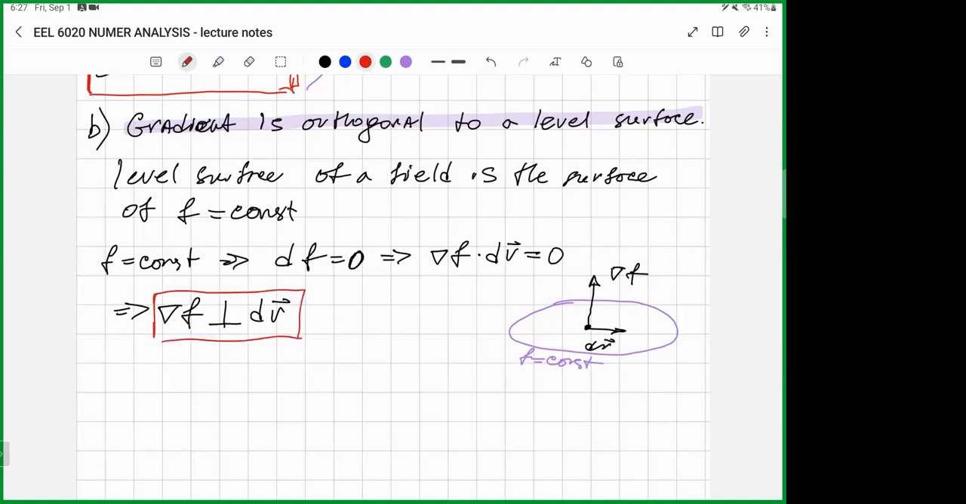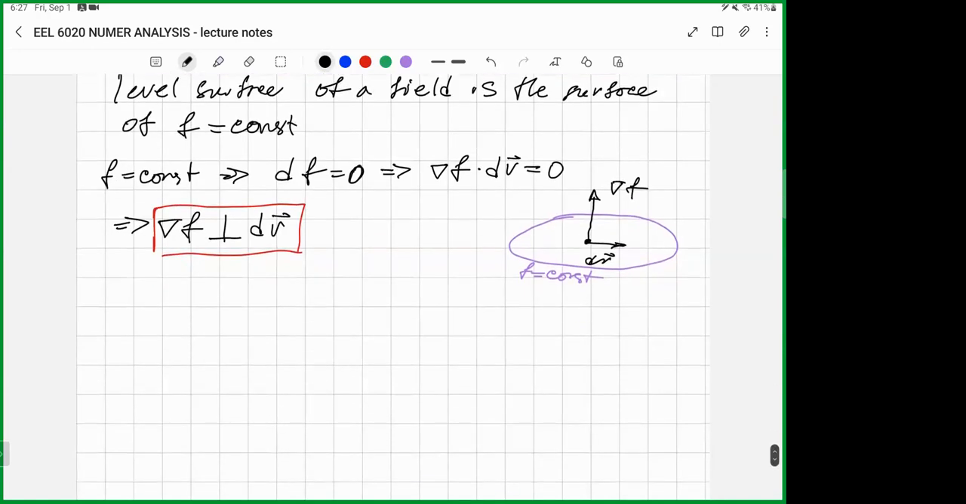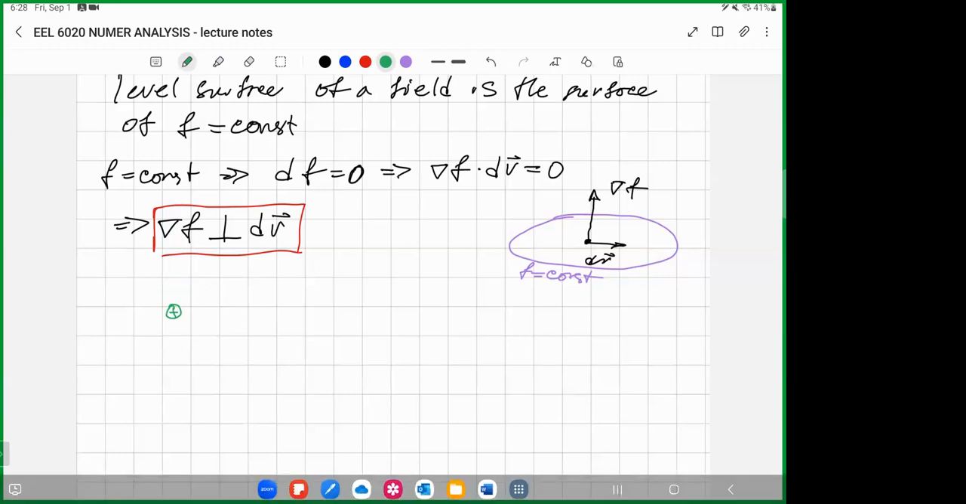Okay. For example, in electromagnetics, we have the charge, right? And the charge creates electric field and potential. We can use either potential or electric field to describe the field around the charge.